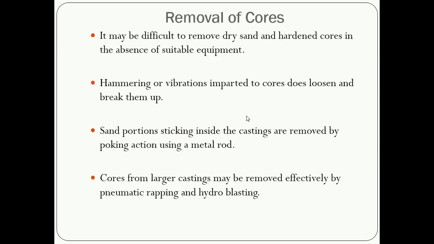Now, first thing is removal of core. It is difficult to remove dry sand and hardened cores in the absence of suitable equipment. We have studied in the first chapter how the core is made. Core is made up of core sand, a mixture of dry silica sand along with sodium silicate liquid base binder, and that mixture is kept inside the core box, which has the final shape of the core to be produced.